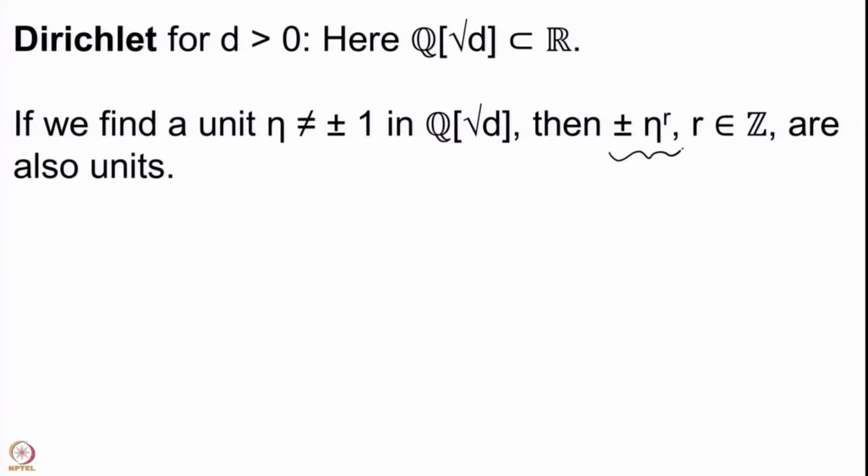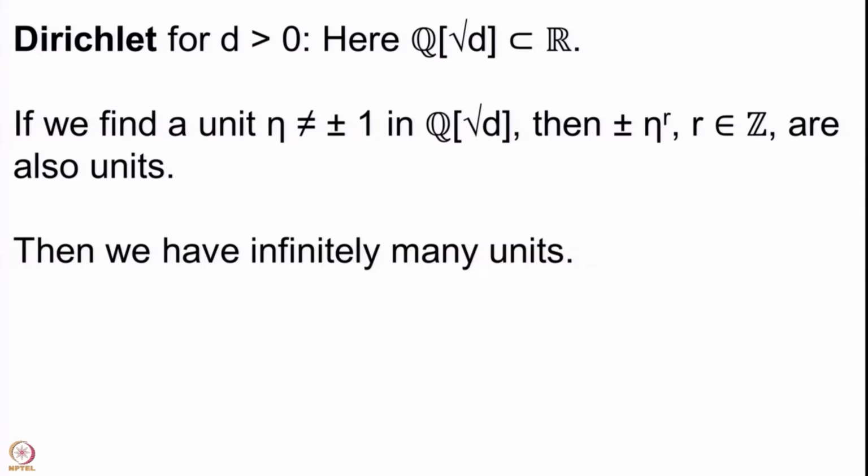So, in a sense this is proving, if you find a non-trivial unit, then we would have proved Dirichlet's theorem for D bigger than 0, because Dirichlet's theorem said that the set is finite if D is negative and it is infinite if D is positive. So, if you find a non-trivial unit, you are going to get infinitely many units. So, our aim is now to find a non-trivial unit in Q root D where D is positive. That is what we now plan to do.